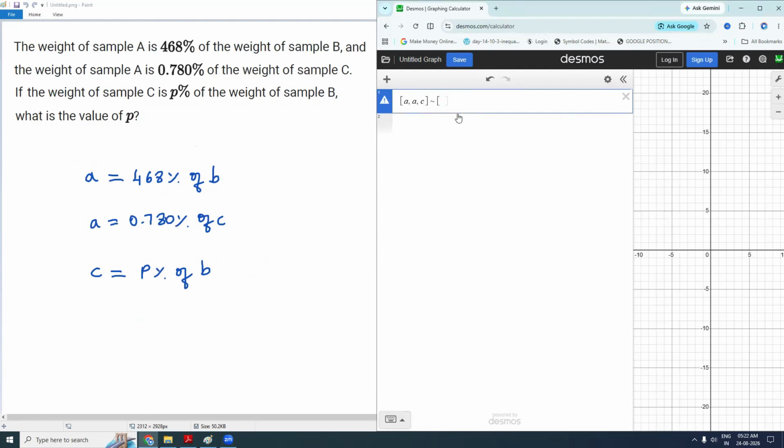Now we have to take the quantities we have on the right side of all the three equations separated by comma. That is 468% of B, 0.780% of C, P% of B. Now close the square bracket, and here I got the value of P. The value of P is 60,000.